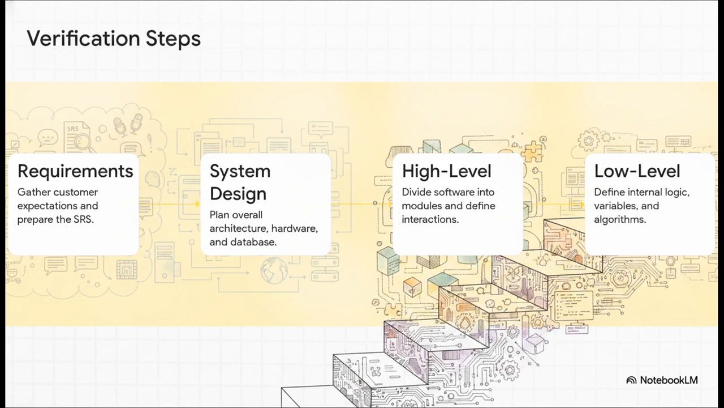Stepping down to step 2, we hit system design. Here we outline the overall architecture. We're selecting the hardware, network, and database structures. Moving down to 3, high-level design, we start breaking the software into specific modules and define how they're going to interact through APIs. And finally, it's step 4, low-level design. We get extremely granular. We're defining the internal logic, variables, and algorithms of those specific modules. So we've literally gone from broad ideas down to microscopic details.